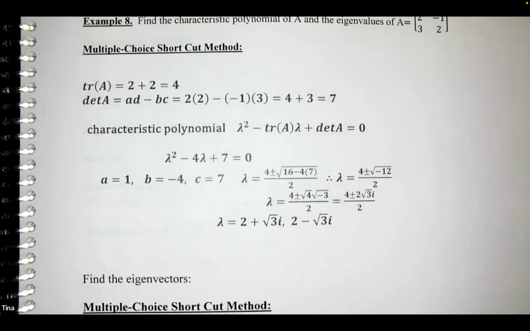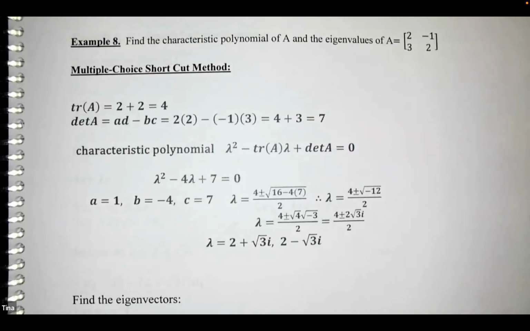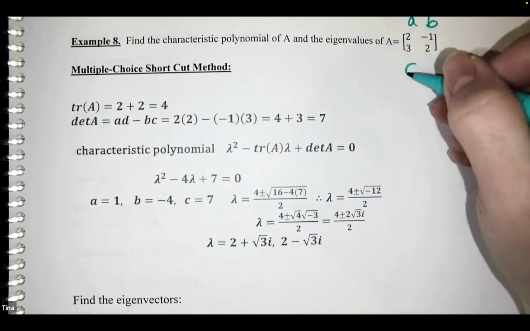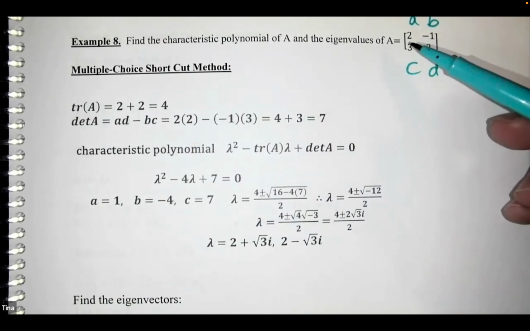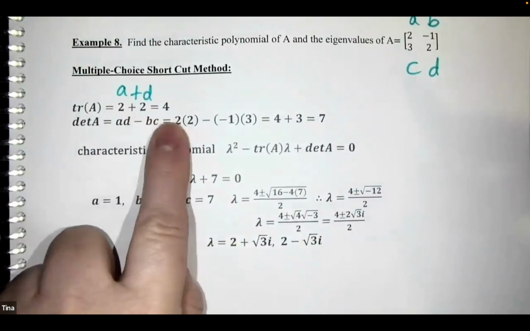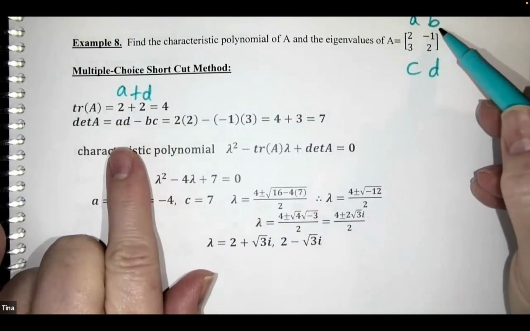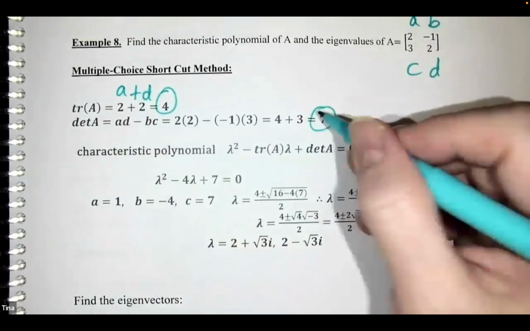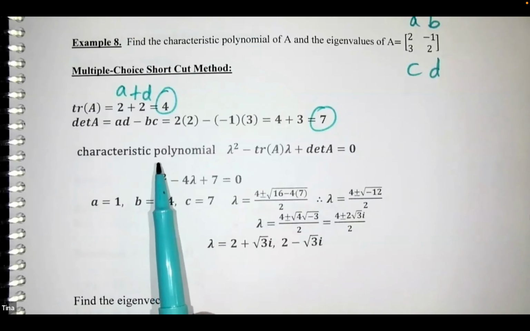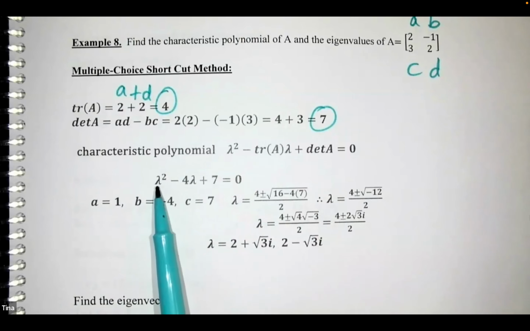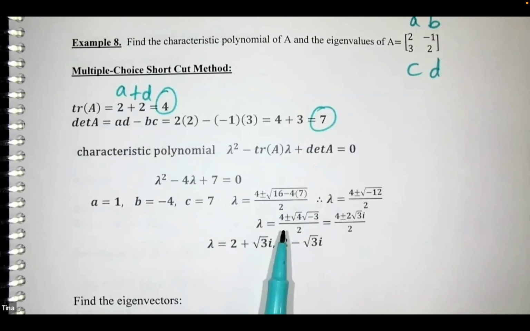Okay. So for this one, I wrote it out for you just to save you some writing. Find the characteristic polynomial and eigenvalues. If we want to do the shortcut, the trace would be A plus D. 2 plus 2 is 4. Det A, AD minus BC, would be 4 plus 3 is 7. So our characteristic polynomial, lambda squared minus the trace of A times lambda plus det A, is lambda squared minus 4 lambda plus 7.